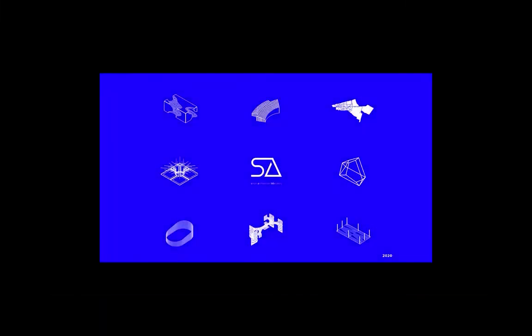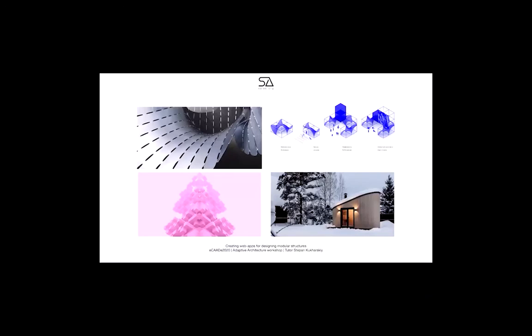My name is Stepan. I'm an architect and partner at SA Lab, which is short for Smart Architecture Laboratory. We are based in St. Petersburg, Russia, and we are working with projects of different scales, from small pavilions to some large-scale structures and even virtual pavilions. But mostly we focus on adaptive architecture.